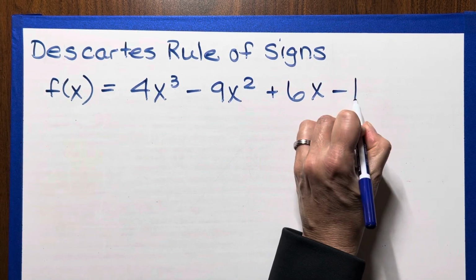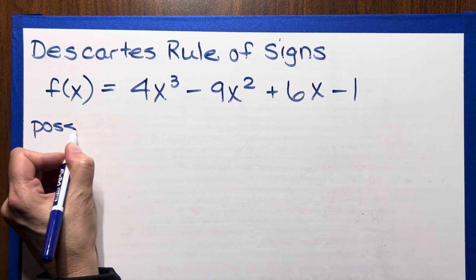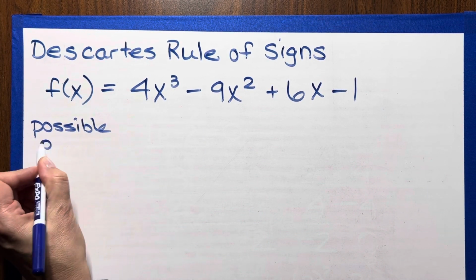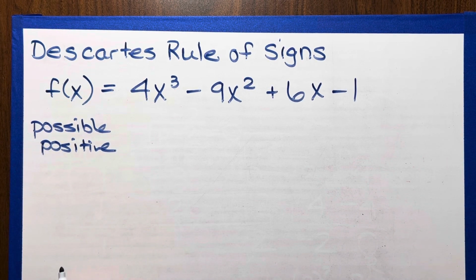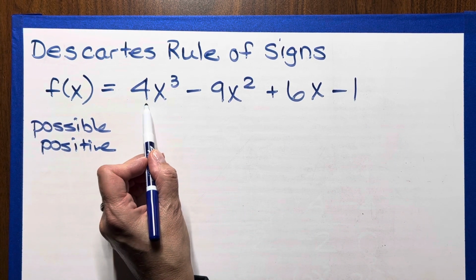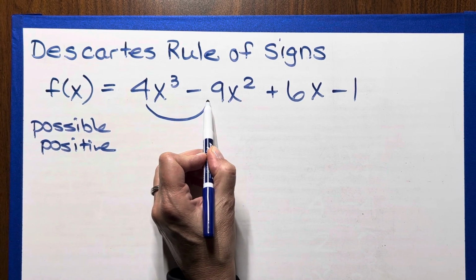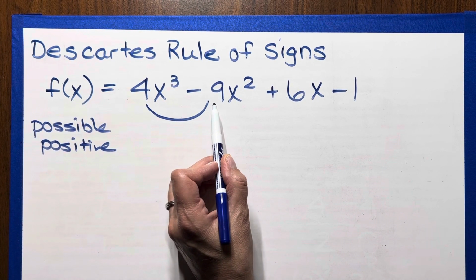plus 6x minus 1. If we want to know how many possible positive roots this polynomial has, we're going to start with the beginning term, and if there is a sign change between the first and the next term, that's one potential positive root. So I have one sign change here, so that is one possible root.